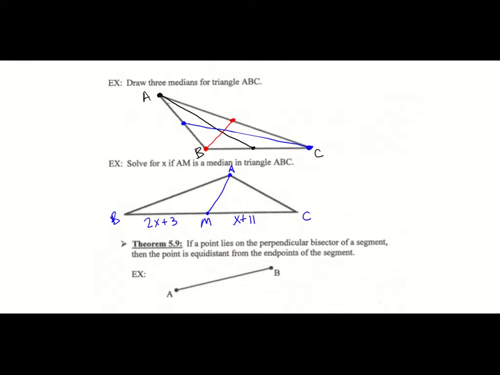Okay, so if we know AM is our median, that means M is at the midpoint of this side, so that means our 2 sides must be equal. So we can set up our equation 2x plus 3 equals x plus 11. Solve that equation, move the x to the other side, and move the 3 to the other side. I get x equals 8.